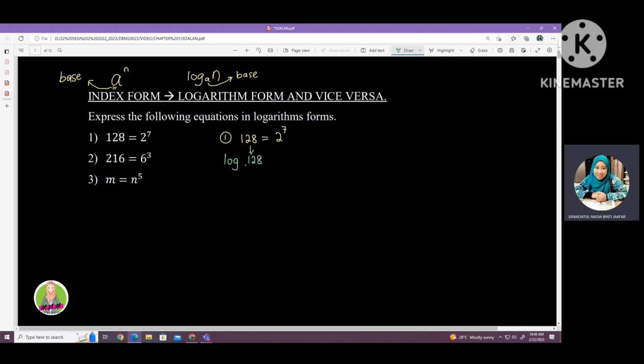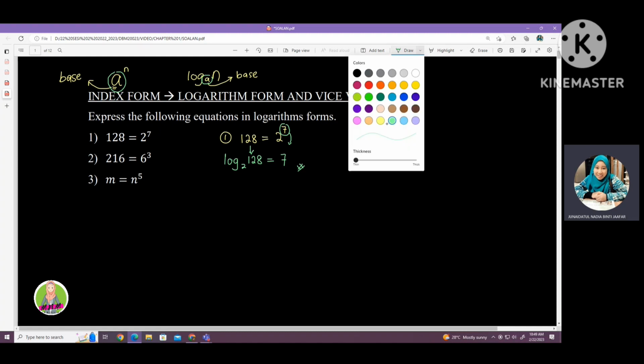And then dekat log ni mesti ada base. So tengok balik dekat index form tadi, base kita yang A ni, yang besar ni. Untuk 2 kuasa 7, base dia adalah 2. Sekarang ni dia akan jadi base bagi log, berada di bawah yang kecil ni. So sifat dia masih lagi base. So log 128 base 2 is equal to 7, power dia jadi nombor besar dekat sini. So ini jawapan bagi soalan yang pertama.